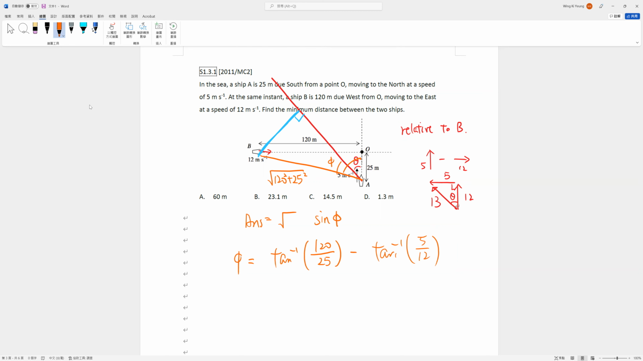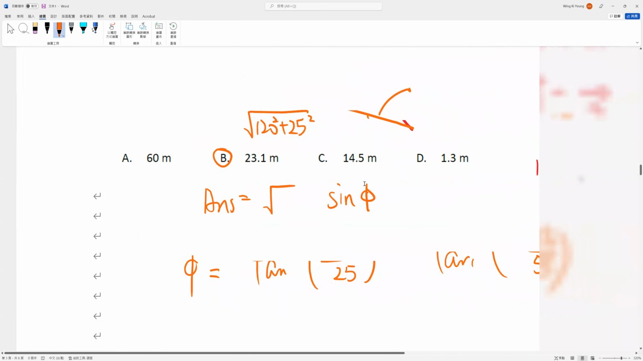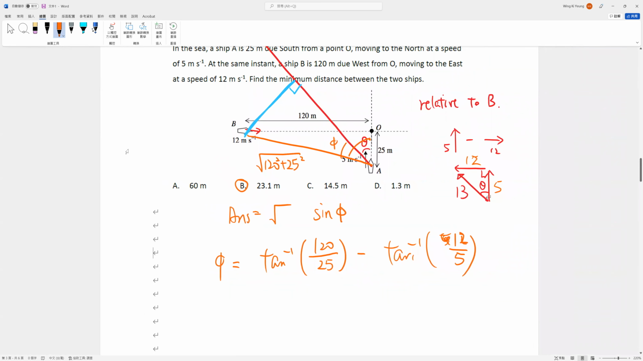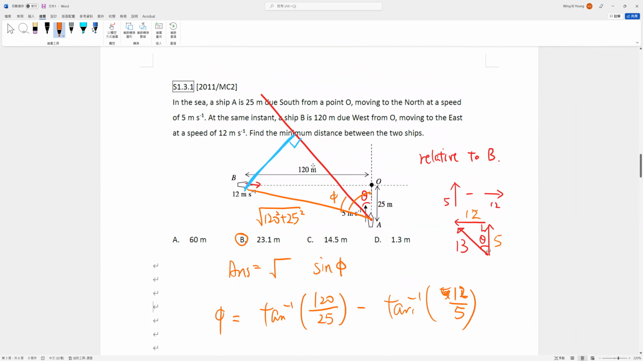Sorry, I think I messed it up. The upwards is 5, so it's 12 divided by 5. Okay, then you are able to solve this question. I think the answer should be B for boy. You can verify it later today. Maybe you just do it again by yourself to see if you can get the answer B for boy.